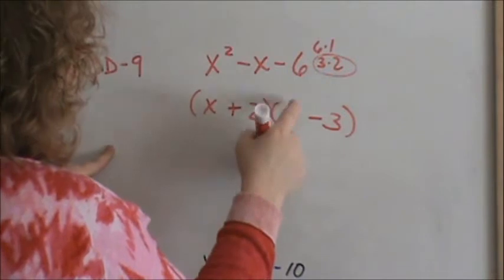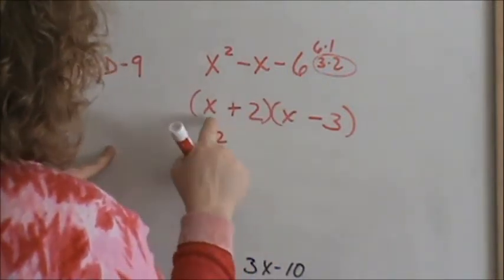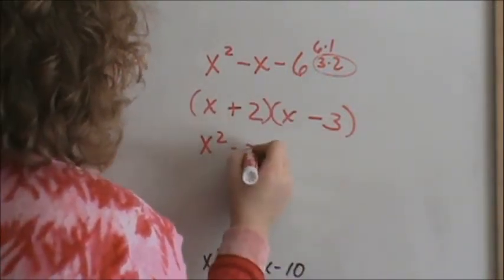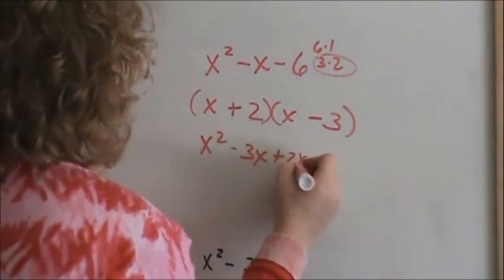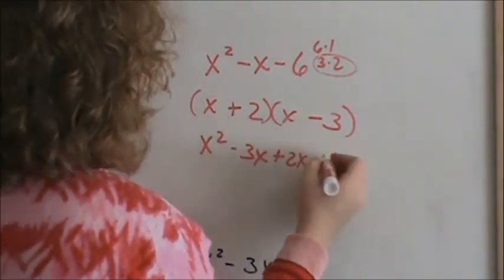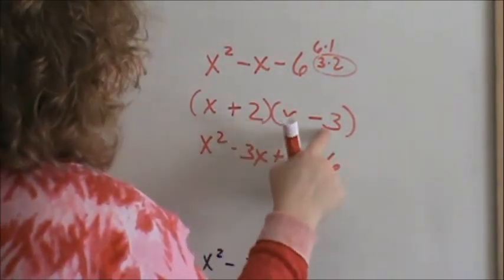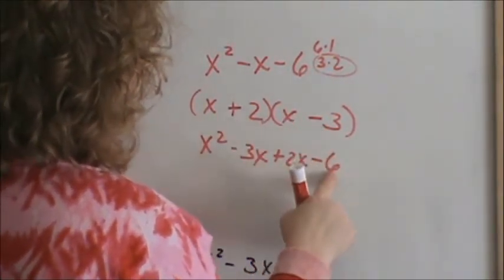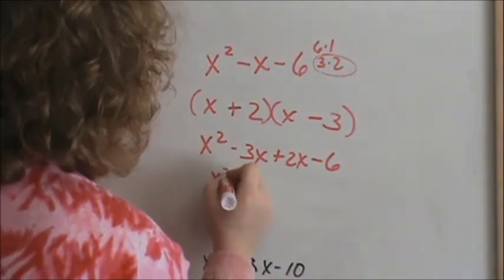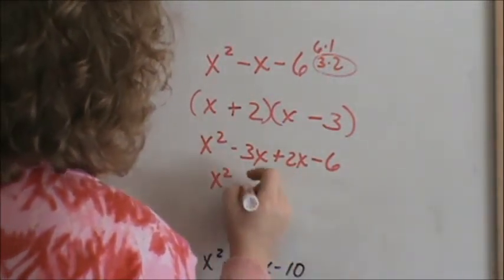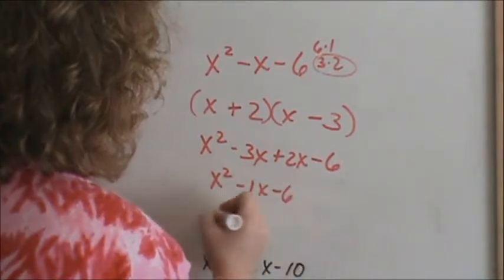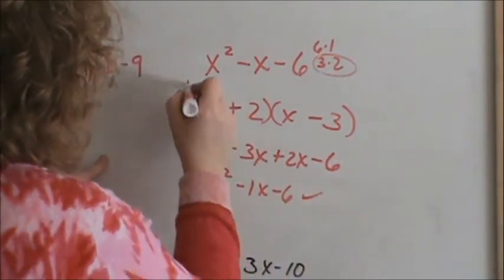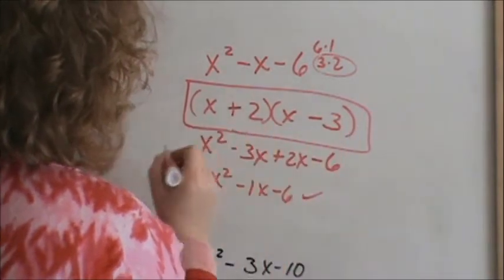FOILing it out. X times x, x squared. X times a negative 3, negative 3x. Positive 2 times x, positive 2x. Positive 2 times negative 3, negative 6. Don't put negative 5, multiply there. Combining your middle terms, your x's, a negative 3 and a positive 2 gives me a negative 1x. And that does check. So that tells me that these are the factors.